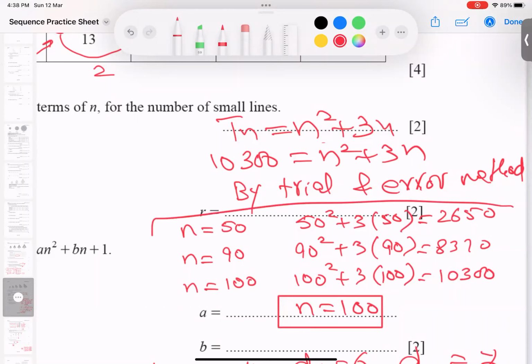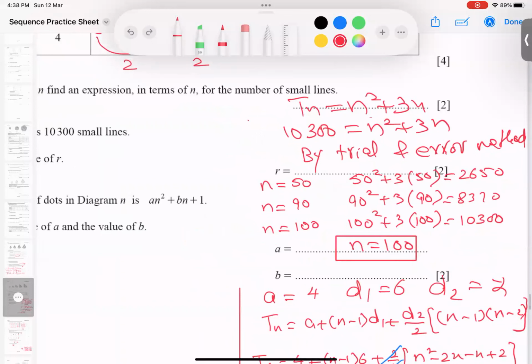If you don't like this method, then you can go for the quadratic formula. The only trouble is you will waste your time, but you still get full marks. So either you can go for the trial and error method, or for the second method, use the quadratic formula. So no problem at all. You can use the quadratic formula with A is 1, B is 3, and C is negative 10300. I'm leaving that for you here.